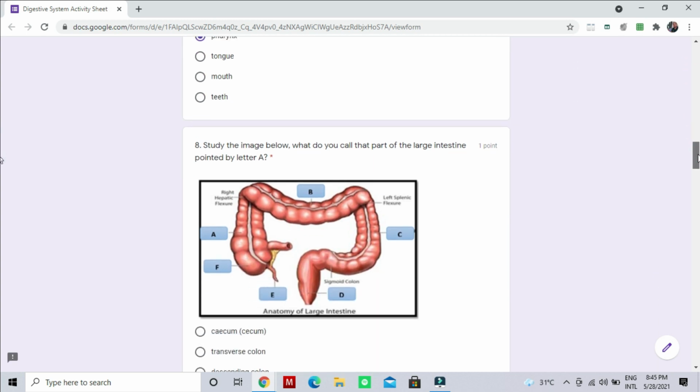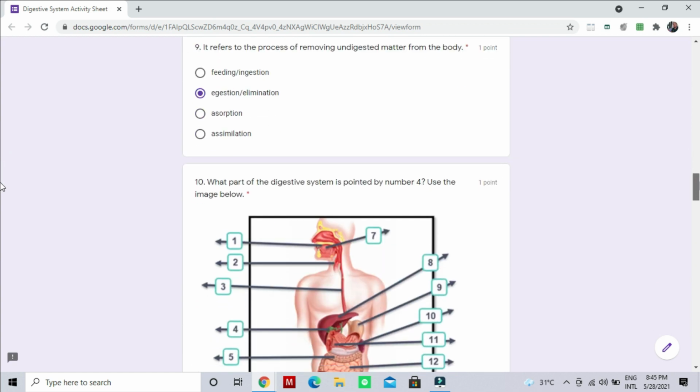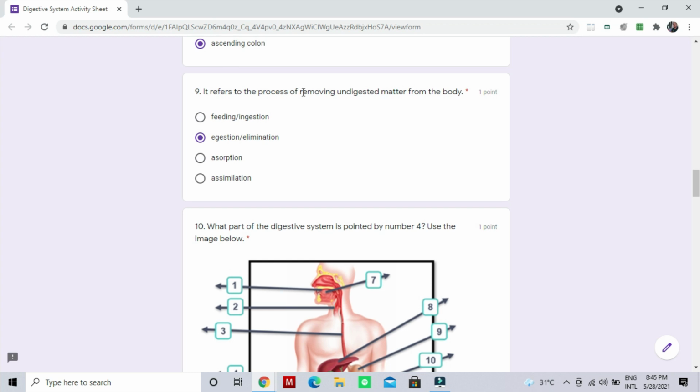Question number eight. Study the image below. What do you call that part of the large intestine pointed by letter A? The correct answer is ascending colon. Question number nine. It refers to the process of removing undigested matter from the body. The correct answer is ingestion or elimination.